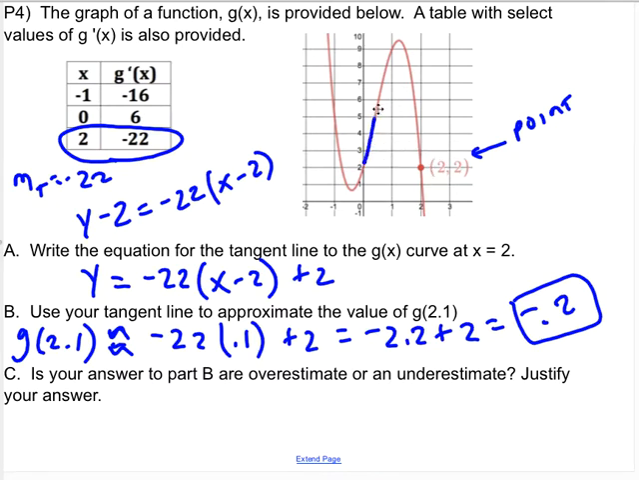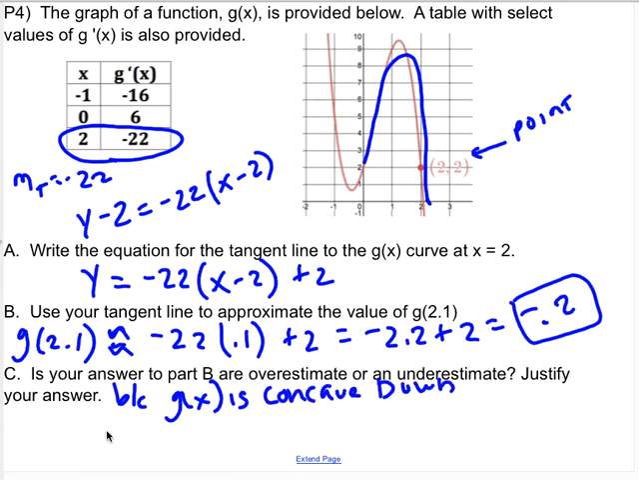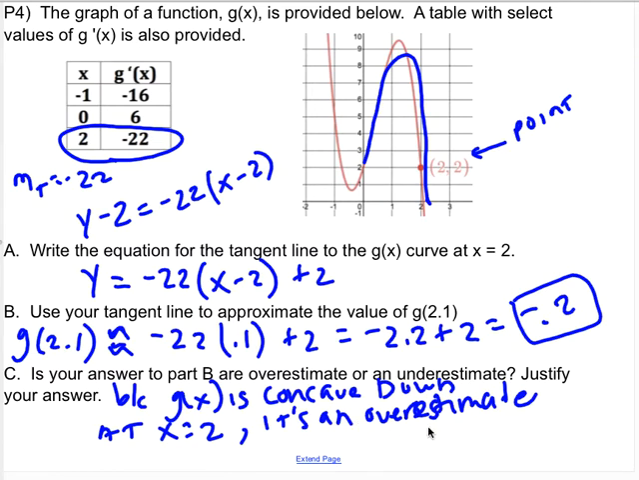Well, if you look at the way this curve is cupping, see how this is cupping down? So because g of x is concave down at x equals 2, it's an overestimate. And you can see that if you draw a tangent line, the tangent line would sit physically above the curve. I'm doing a terrible job of drawing it, but the idea is that if something's cupping downward, the tangent line is above it. Okay, and again, you have to use the concavity to explain that.